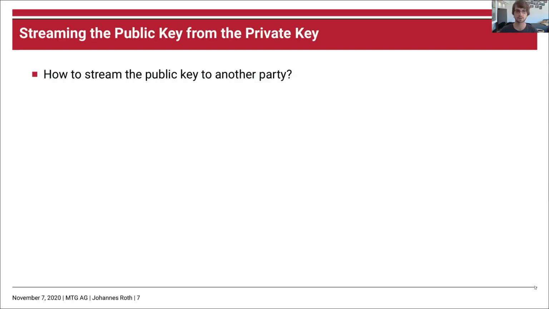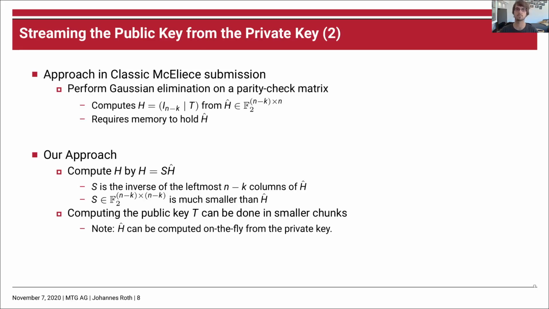Let us first look at the case where the public key is streamed from the device that holds the private key. The approach in Classic McEliece is to compute the public key as part of the parity check matrix in systematic form. The systematic form is computed by applying the Gaussian elimination algorithm. The drawback of this approach is that it requires the memory to hold a complete matrix H-hat, which is even bigger than the public key itself.